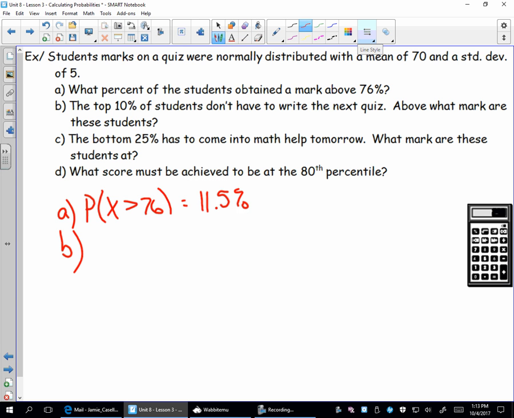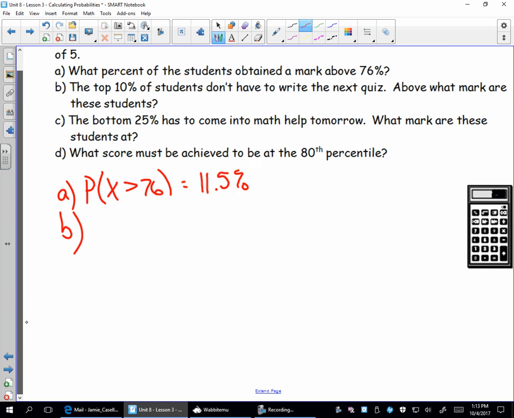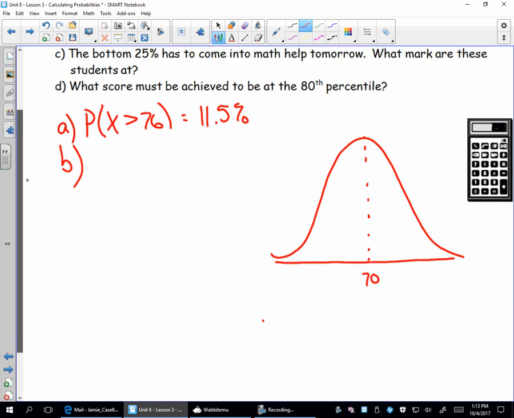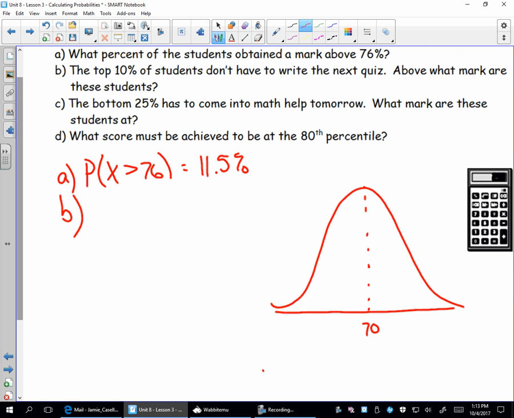All right, B, the top 10% of students don't have to write the next quiz. Above what mark are these students? Now, this is a different kind of question. It's not a normal CDF. Because what I'm saying is, back to our picture again here, our mean is 70 and our standard deviation is 5. The top 10% of students don't have to write the quiz. In other words, I want to know what number goes here.